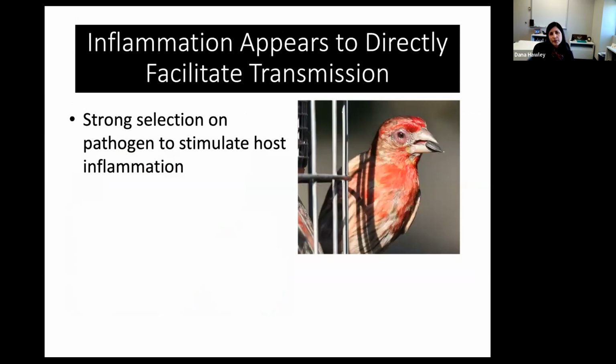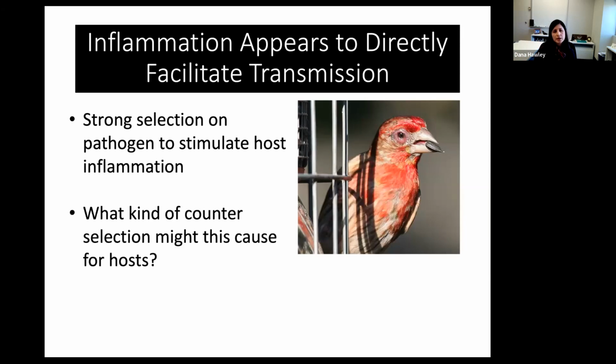So what this might mean from a pathogen evolution perspective is that there should be strong selection on MG to really stimulate that host tissue inflammation if that's important for transmission. And so there may be this benefit to high virulence in the system that's not just an inextricable side effect of pathogen replication, but may actually be a direct benefit of stimulating host tissue inflammation. So we were really curious about what kind of counter selection this might cause for hosts.